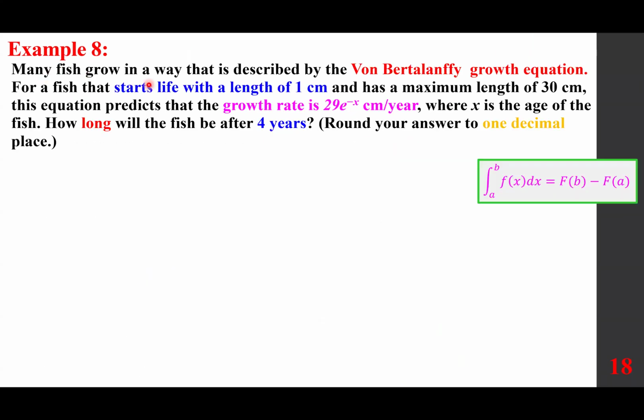Example 8. Many fish grow in a way that is described by the von Bertalanffy growth equation. For a fish that starts life with a length of 1 centimeter and has a maximum length of 30 centimeters, this equation predicts the growth rate is 29 e to the power minus x centimeters per year, where x is the age of the fish. How long will the fish be after 4 years? And then round.